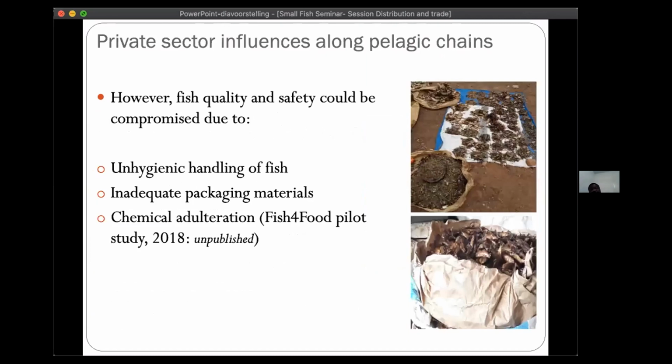However, even though the private sector ensures availability, access, and stability, one aspect that is a source of concern is fish quality and safety. Fish quality and safety could be compromised due to unhygienic handling of fish by exposing fish to flies, poor personal hygiene among the fish actors, unhygienic conditions in the market space. There is also the use of inadequate packaging materials to package fish for consumers, such as the use of dirty cement papers, etc. And also there is chemical adulteration in the fish, and this is a study conducted by the Fish for Food Project, and we identified widespread use of DDT, formalin, and other insecticides and other chemicals to process and preserve fish. Next slide, please.